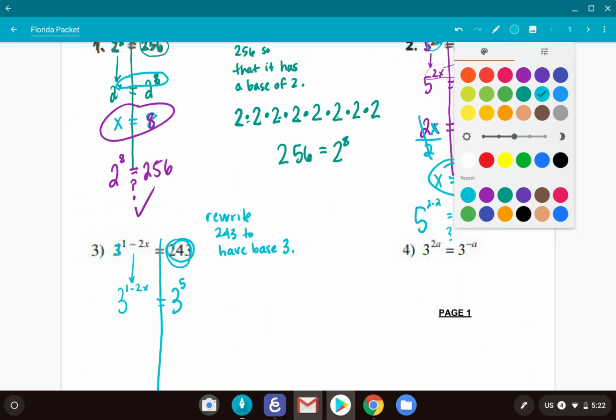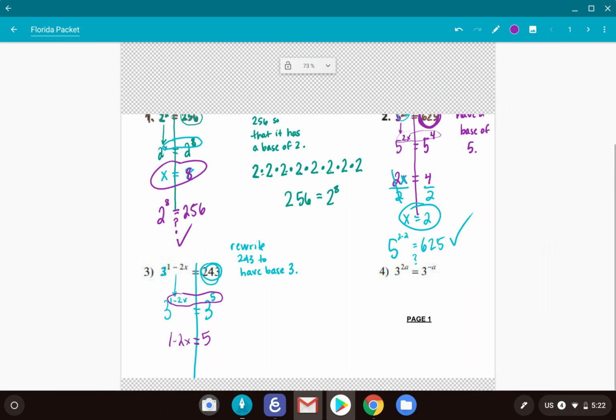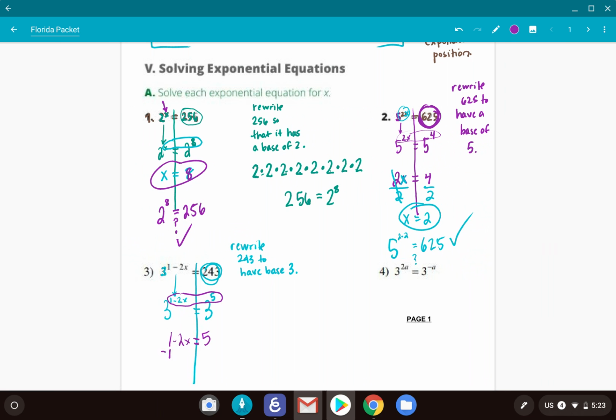Now that I have the same base, I can set my exponents equal to each other. 1 minus 2x equals 5. And then solve for x. So we can subtract 1 from both sides. And then divide by -2. And we'll get, if we do 4 divided by -2, you get x equals -2.